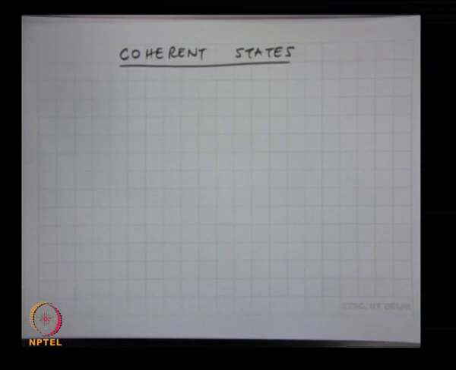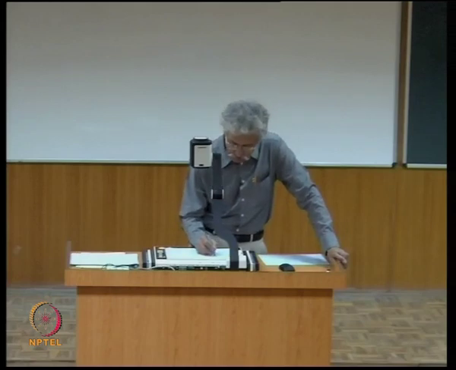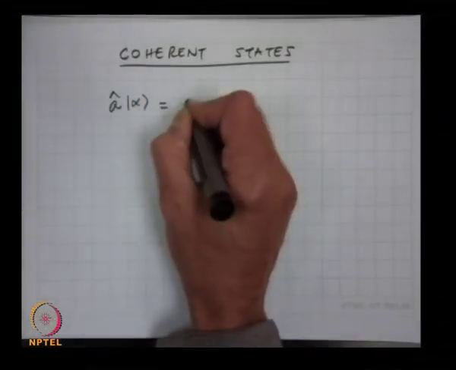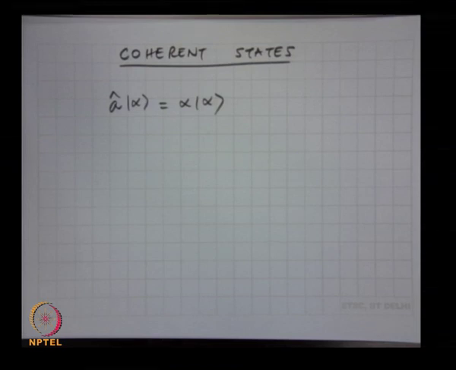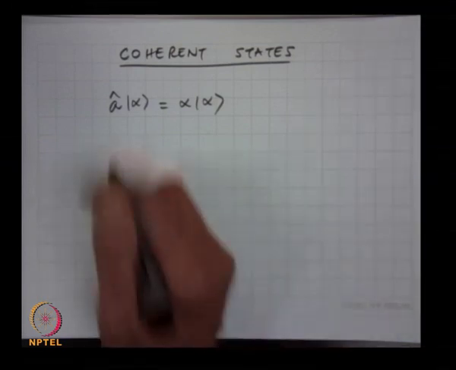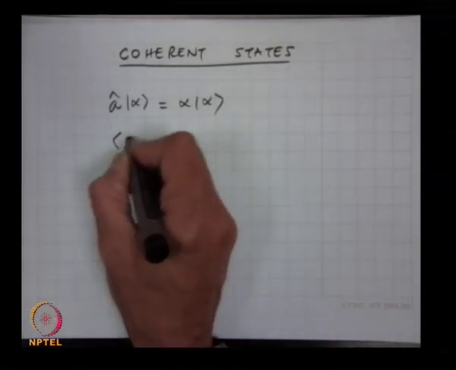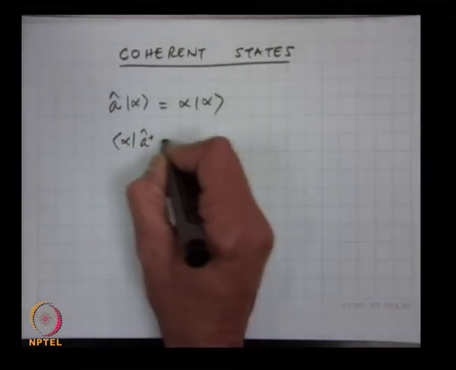So let me recall, we are looking at single mode states. That means states in which the electromagnetic field corresponding to one mode is excited. And this particular coherent state is a state which is defined as the eigenstate of the annihilation operator a. Now, because a is not a Hermitian operator, alpha can be complex. The eigenvalues alpha can be complex. So this equation implies <alpha|a† = alpha* <alpha|.